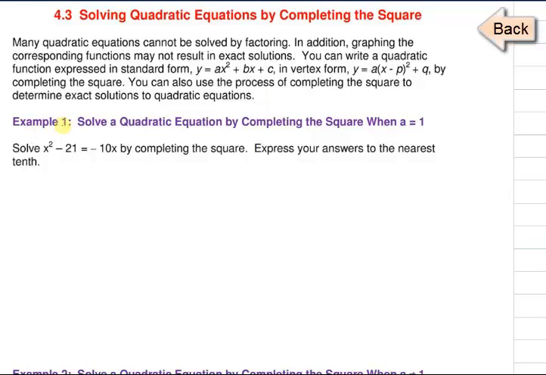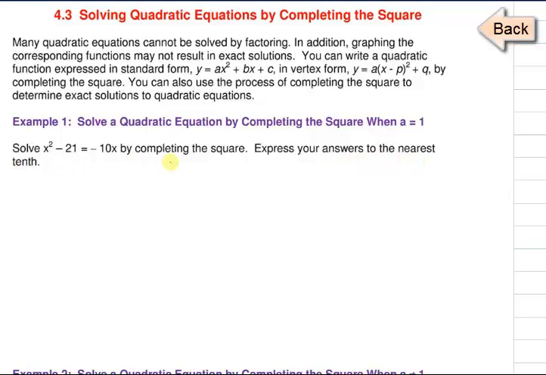All right, so we're in our first example then. Solve a quadratic equation by completing the square when a equals 1. You've been asked to solve x squared minus 21 equals negative 10x by completing the square, and then express your answers to the nearest tenth.